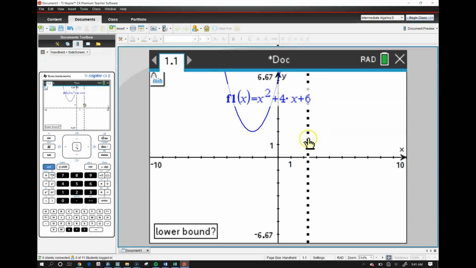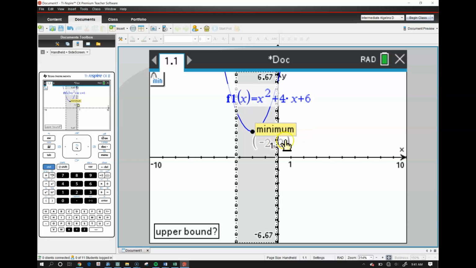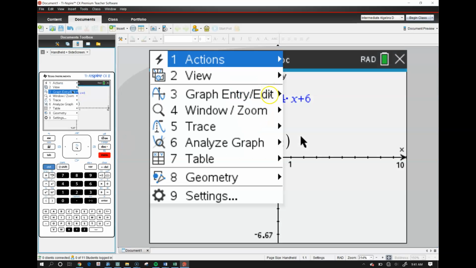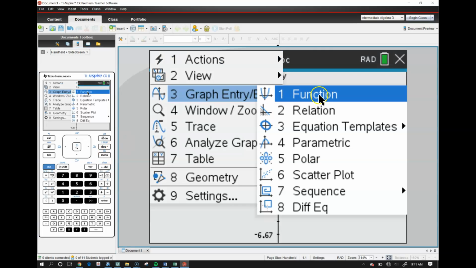Minimum. This is exactly what you did in Algebra 1B. You go left of it, and it will find the minimum for you. And that's the vertex, right? Why is mine in log 1? So you have to push menu, graph entry, edit entry, and then you can push function.